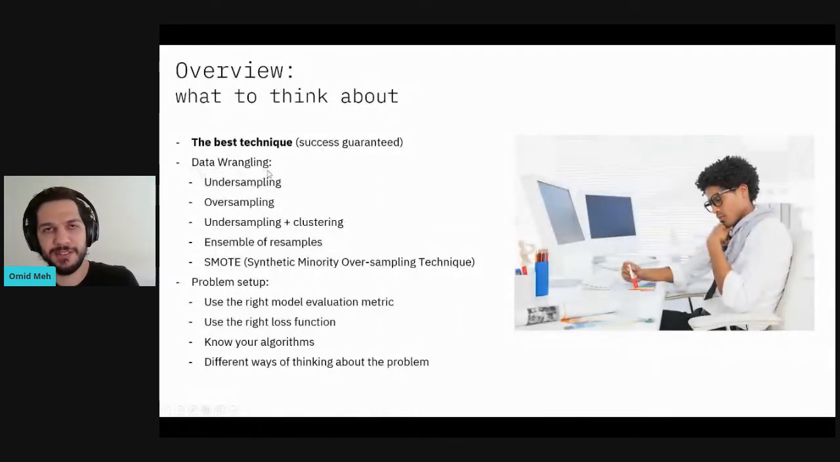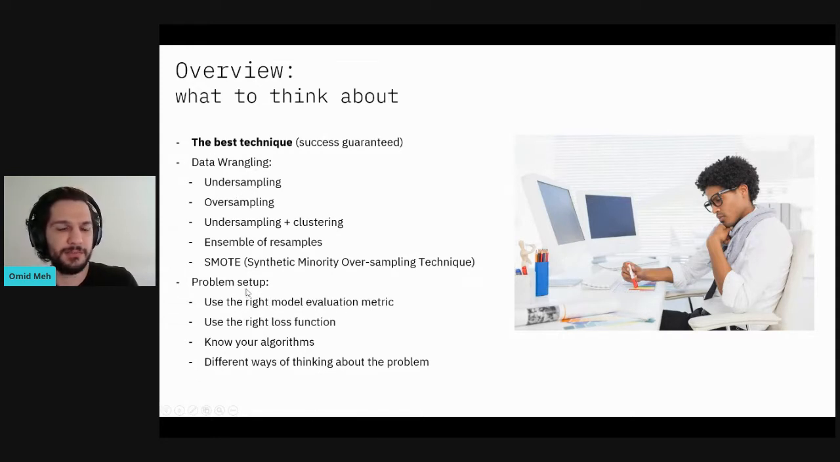We're going to look at data wrangling, which is adjustments we can make to the data. And then we're going to look at different adjustments we can make to the model itself, or how we set up the problem. Now, since this talk is more about data, I'm going to have a lot more details on the data wrangling part, which is going to go over undersampling, oversampling, undersampling with clustering, ensemble of resamples, and the technique called SMOTE. And that's going to be the bulk of what I'm going to talk about in the lecture.